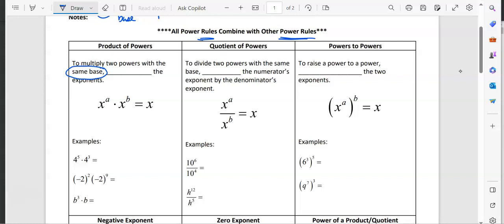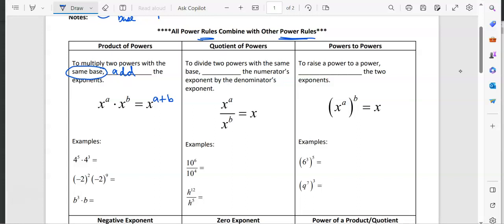So if you notice, I have an algebraic way of writing this. So something x to the a power times x to the b power. So a and b are our exponents, x is the base. If we have this situation, then we add exponents. And so if I have x to the a times x to the b, my result is x to the a plus b.